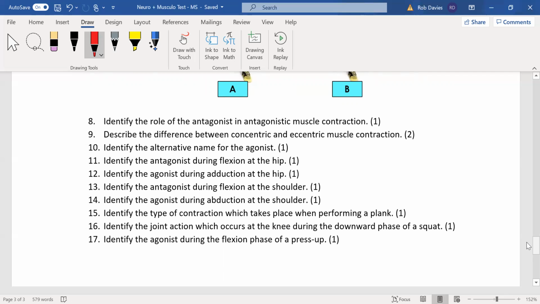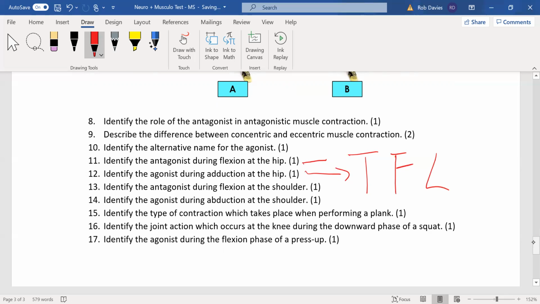Number 12, the agonist during adduction at the hip. So think of what that movement looks like. And that is the one called your TFL. Which question were we just looking at? This one? No, this one, sorry. So the agonist during adduction at the hip is your TFL, which is your tensor fasciae latae. Hopefully you've got that. Tensor fascia latae.